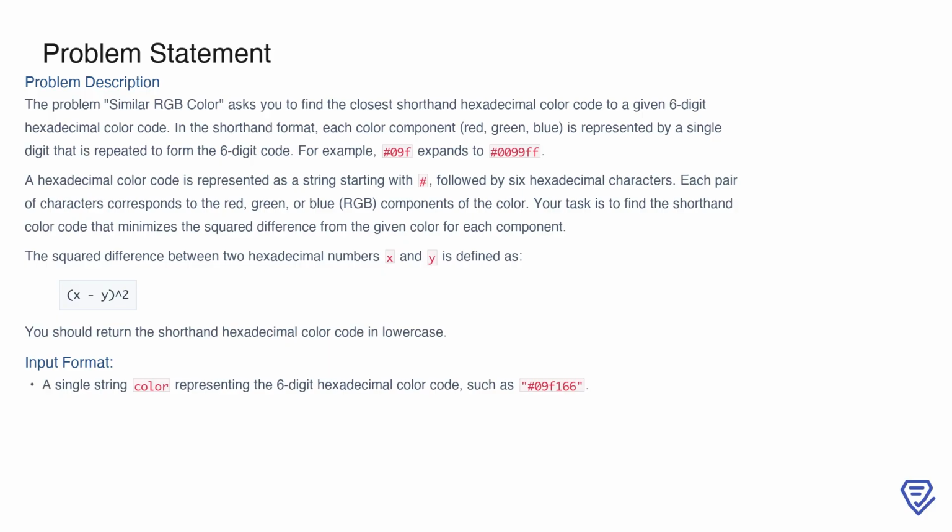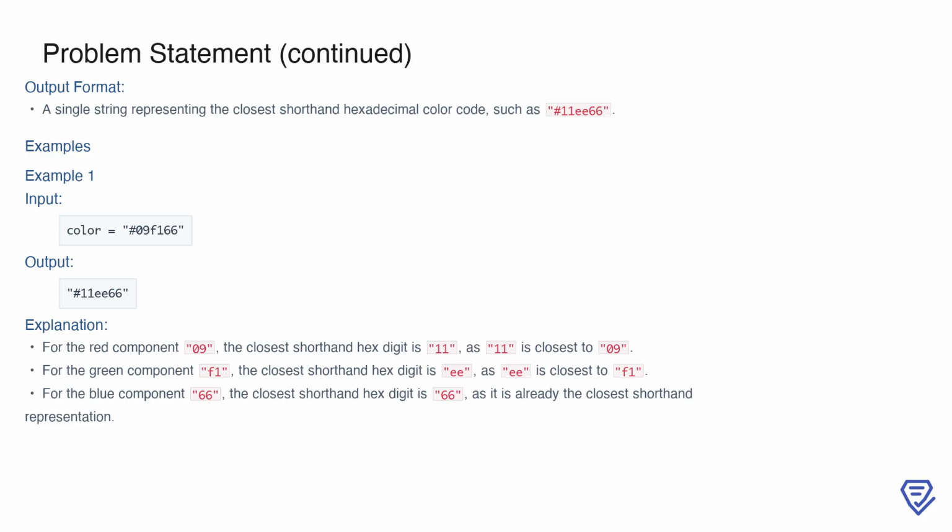The shorthand format reduces each 2-digit component to a single digit that is repeated, so 09 becomes 11 and F1 becomes EE. The task is to find the shorthand code that minimizes the squared difference between the given color and the shorthand color for each component. The squared difference is calculated as (x - y)^2, where x and y are the numeric values of the hexadecimal numbers. Your final output should be the closest shorthand hexadecimal color code, represented in lowercase. The output of the problem is a single string representing the closest shorthand hexadecimal color code.